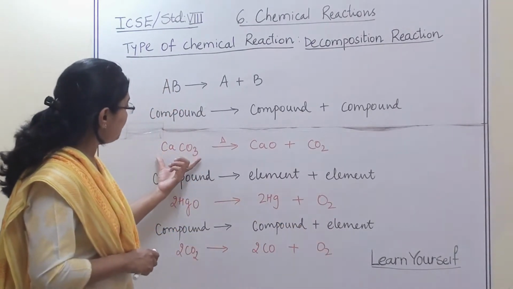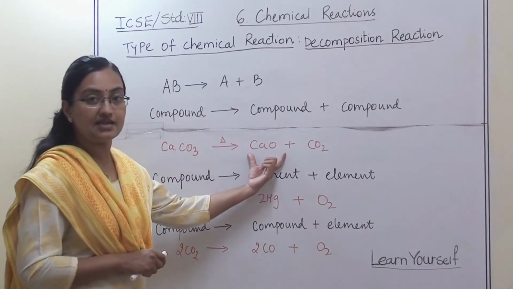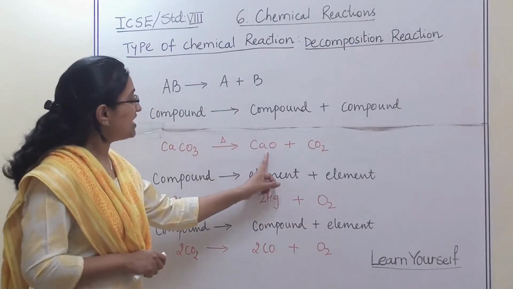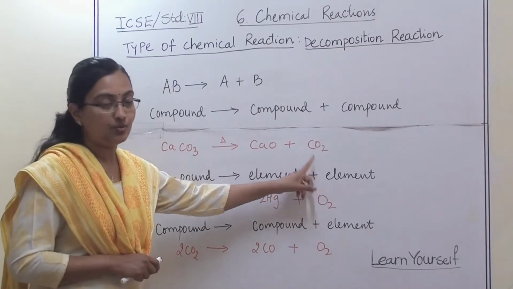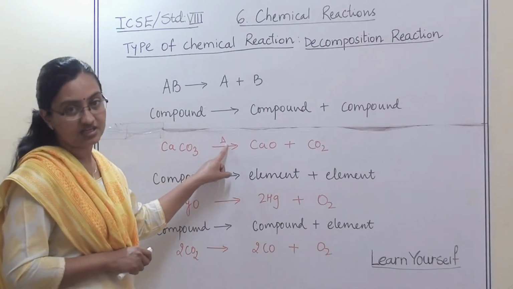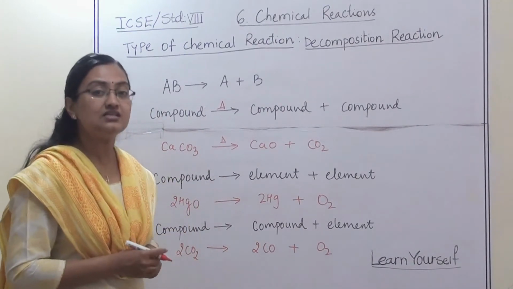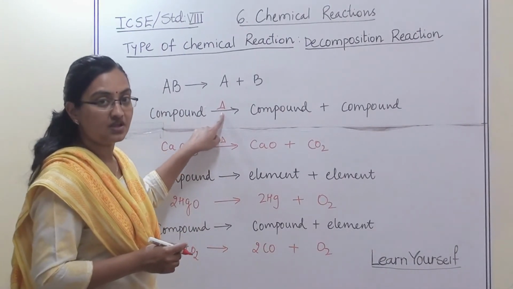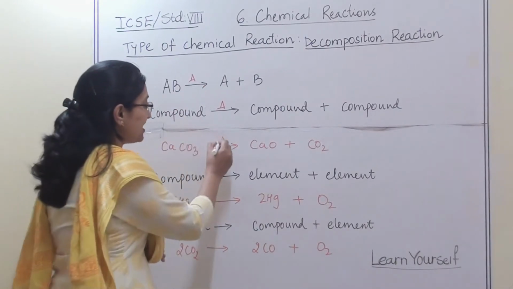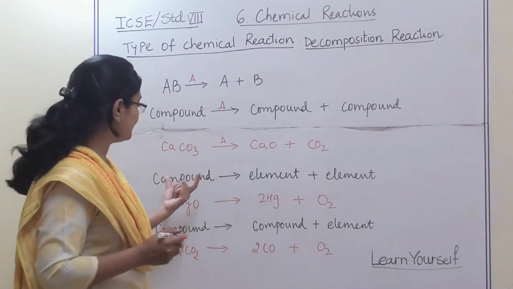In the first, I have taken calcium carbonate. When we heat it, we will get calcium oxide plus carbon dioxide. So in this case, we are getting 2 new compounds while decomposing this, meaning when we are breaking this with the help of heat. When we keep this symbol, that means we are heating it. Decomposition reaction always requires heat. So the triangle symbol on the arrow suggests that we are heating this compound.